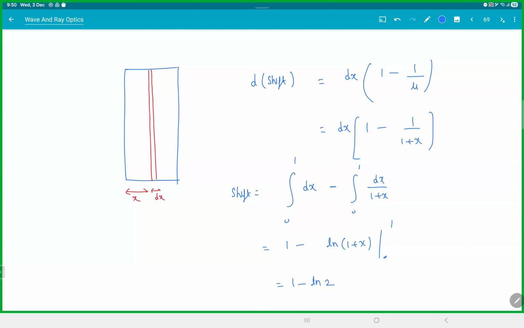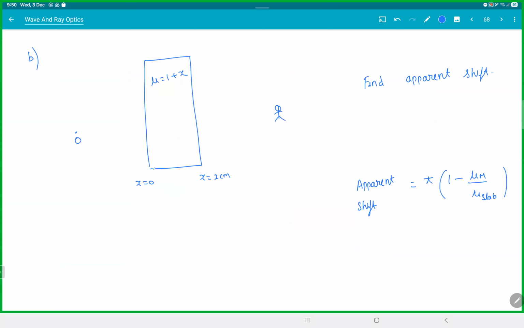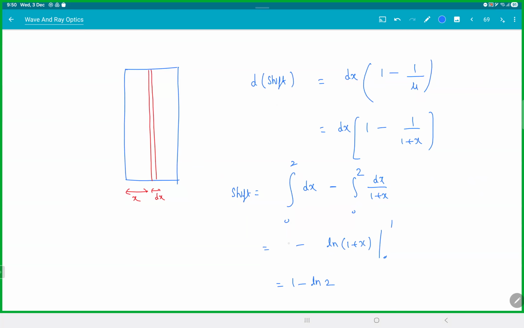Clear with this? You have to integrate for each section and then add it up. Did I give 1 plus x? Okay, I gave x from 0 to 2, no? Ln 3, no? 2 minus ln 3. Clear with this?